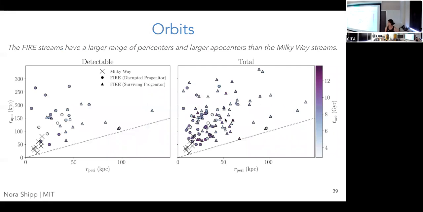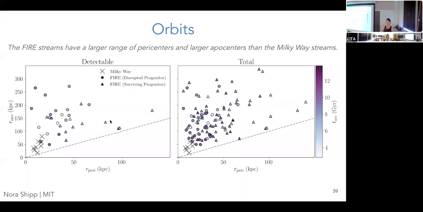Okay, so we also modeled the orbits of these systems to measure their pericenters and apocenters. In the left panel, I'm showing only the detectable streams, and the right panel is all of the streams. That's the only difference between the two panels. The Milky Way systems are these X's down here. The x-axis is pericenter, the y-axis is apocenter. The circles and triangles are the FIRE streams from the 13 analogs. The triangles are streams with surviving progenitors.